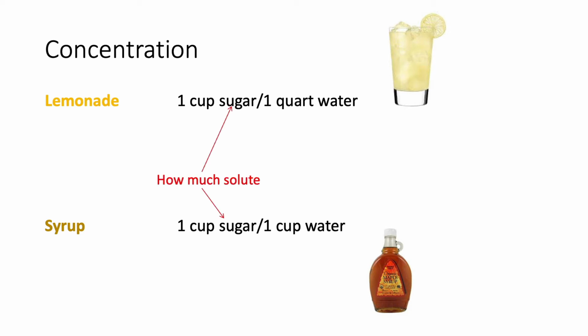So in both cases, we are looking at how much solute we have, and you'll notice that we have the same amount of solute. We have 1 cup of sugar in each of these solutions, and then we have how much solvent, and this is why the concentrations are different. For the lemonade, we have 1 quart of water, which is basically 4 cups, whereas with the syrup, we only have 1 cup of water. So we have the same amount of solute, but in different amounts of solvent.